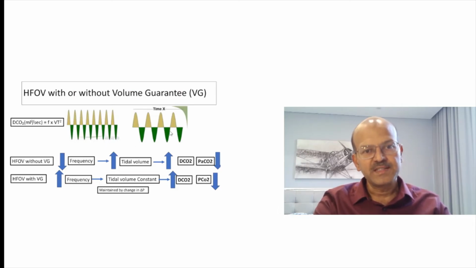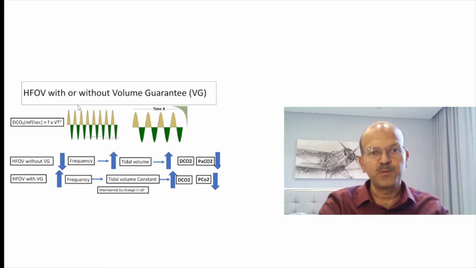So there is a difference in the progression between high frequency with and without volume guarantee. So this just illustrates what the DCO2 is: frequency times square of the tidal volume. So the more the frequency, the more the DCO2 would be if the tidal volume is similar. And if you lower the frequency, because the tidal volume becomes more, you may compensate by that.